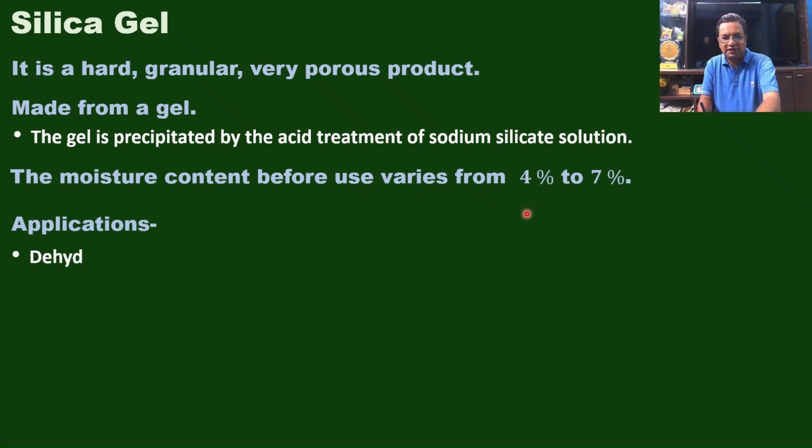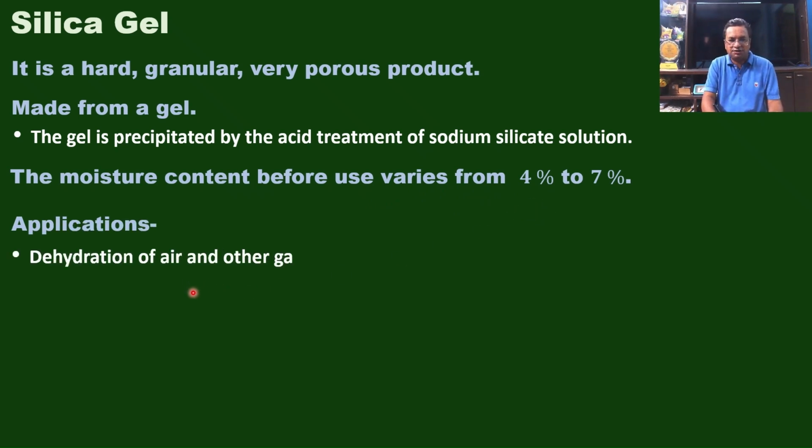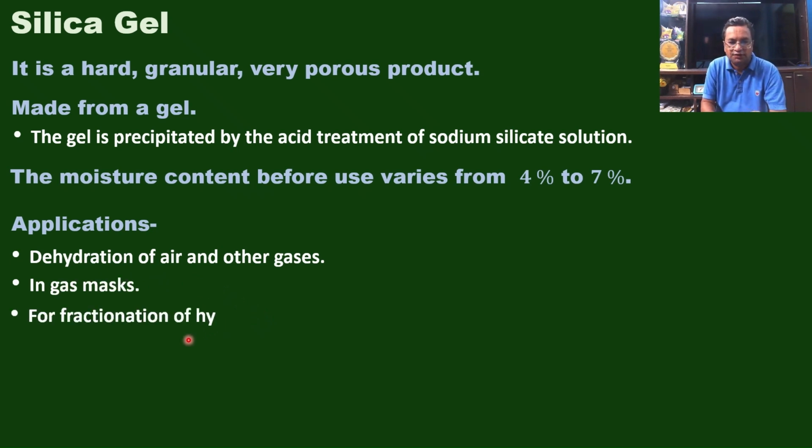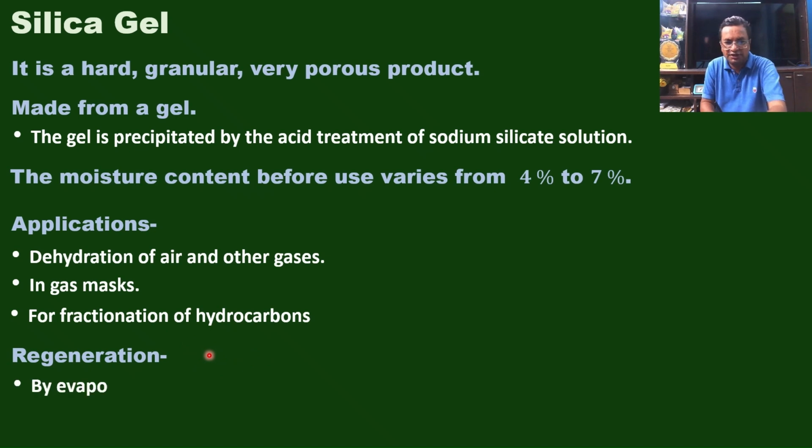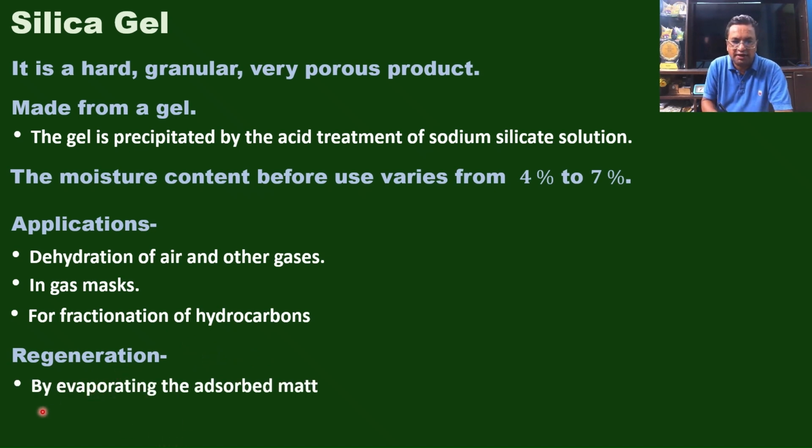Then this silica gel is used in applications. Majorly it is used for dehydration of air and other gases. It is also used in gas masks. Then it is used for fractionation of hydrocarbons. You can regenerate silica gel. How is regeneration carried out? It is carried out by evaporating the adsorbed matter.